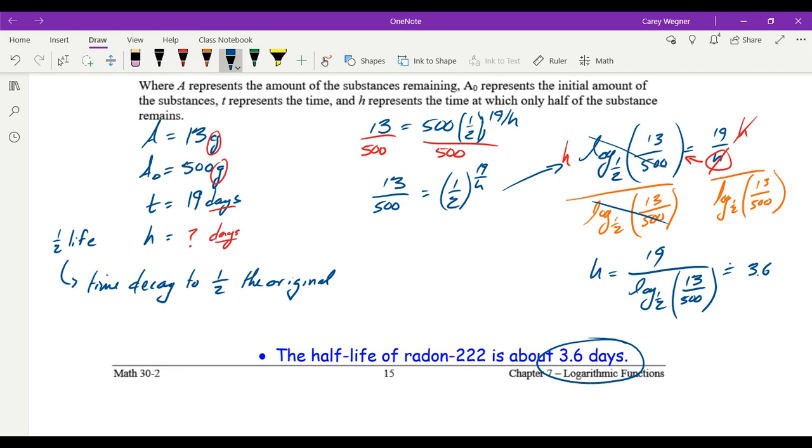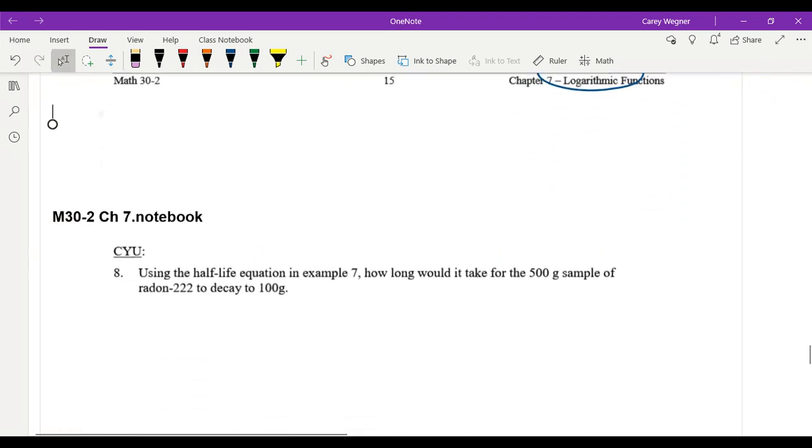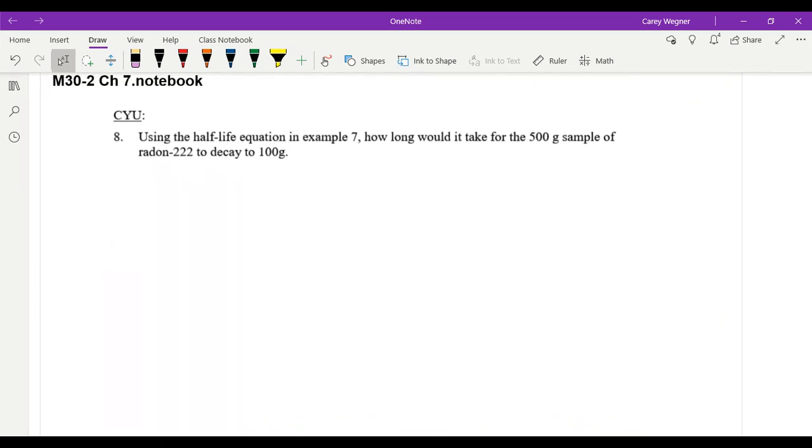Again, feel free to pause, look back over any of these examples that you still have questions with. And then when you're ready, we can move ahead. And here's a check your understanding question that, oh, I've given the answer away too, but pause the video at this point and try the question.